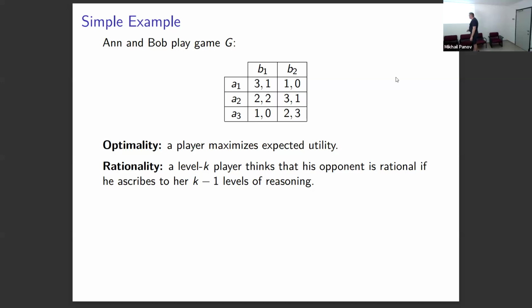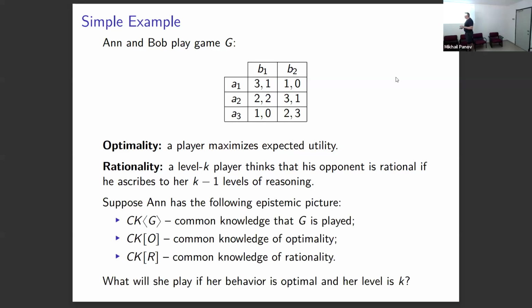Okay, so let's take this translation of the words optimality and rationality, still a little bit informal, and say, again informally, that I think there is common knowledge that this game G is played. I'm going to translate it formally in the paper. There is common knowledge of optimality. I think that you are an expected utility maximizer. I think that you know that I'm an expected utility maximizer, and so on.